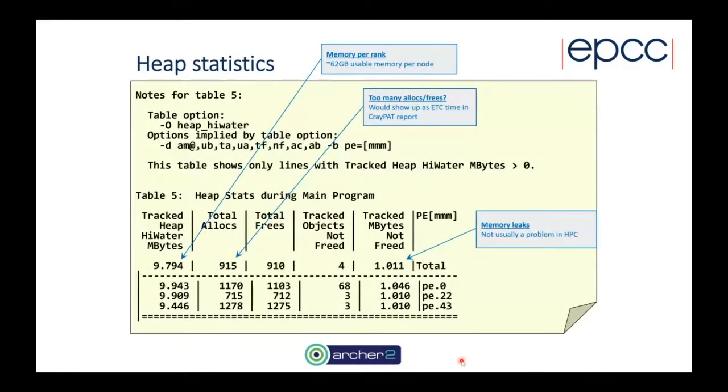So CrayPat will tell you things like the amount of memory per process, and then you can work out from that the amount of memory per node that's been used, how many times you're freeing and allocating memory, and also potentially memory leaks. So if you've got any memory leaks, it will tell you something there. Now, tracking memory leaks in MPI programs is quite hard, because a lot of MPI RDMA work, where you're talking to the network and to the switch, can look like memory leaks to the program. So I wouldn't worry too much about the memory leaks unless it's looking like a large value over time.